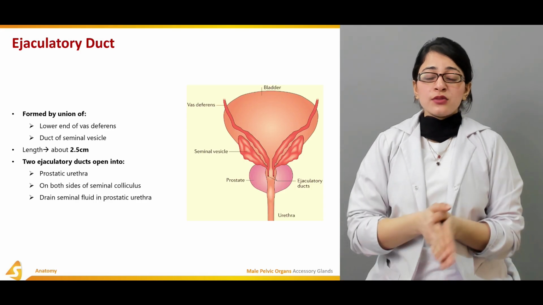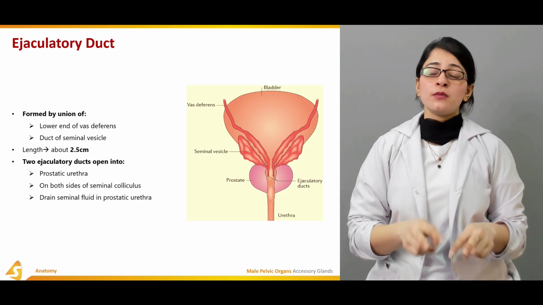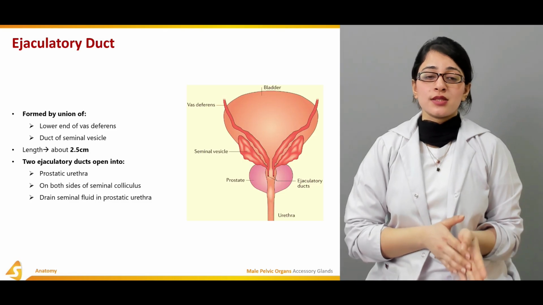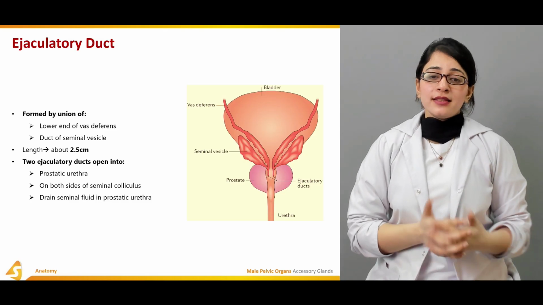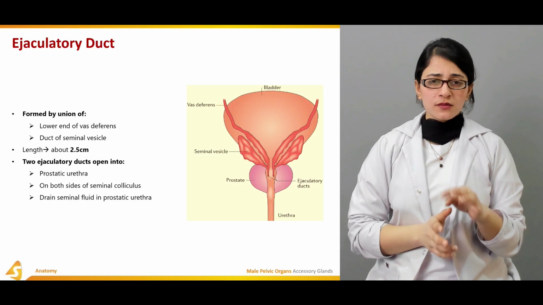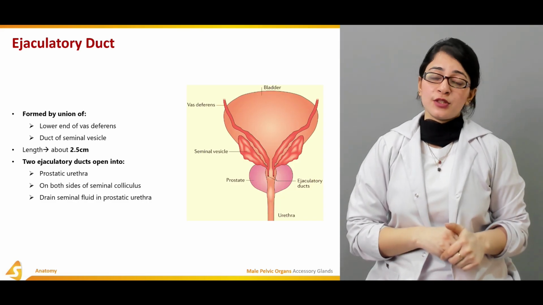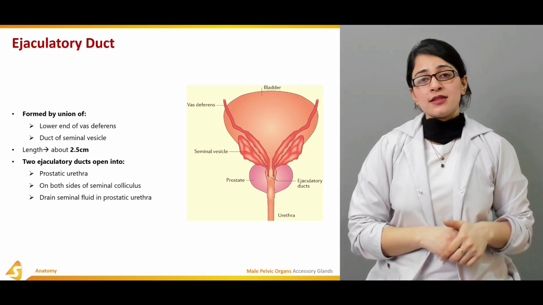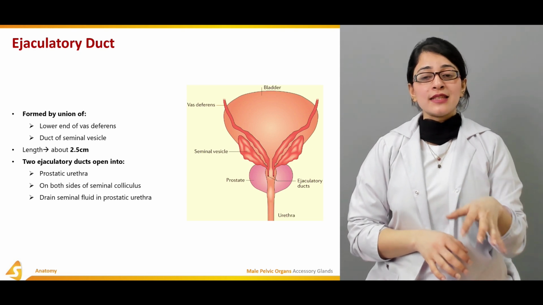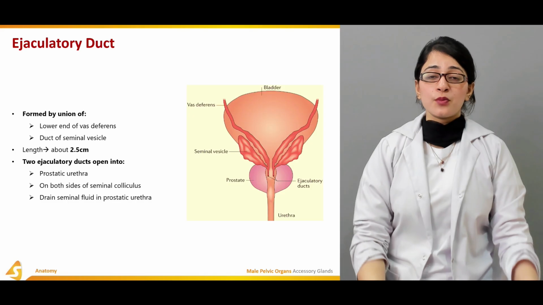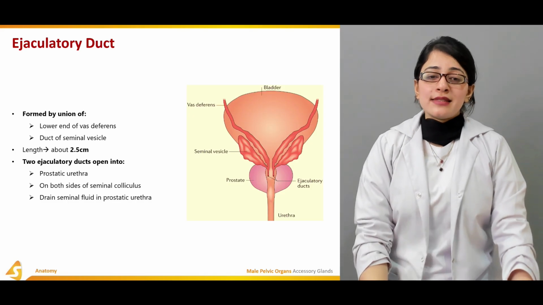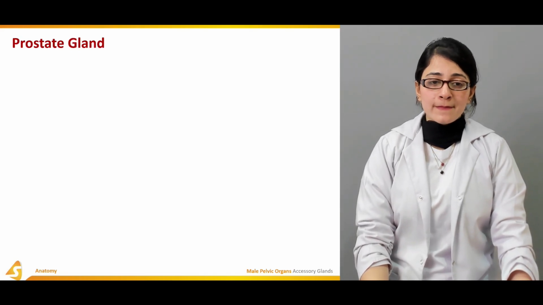So what we've studied about the ejaculatory duct is that they are formed by the union of two structures, the vas deferens and the seminal vesicles. They are two in number, 2.5 centimeters in length, and they open into the prostatic urethra. The purpose of the ejaculatory duct is to secrete the semen into the prostatic urethra, and they are present on either side of the seminal colliculus.